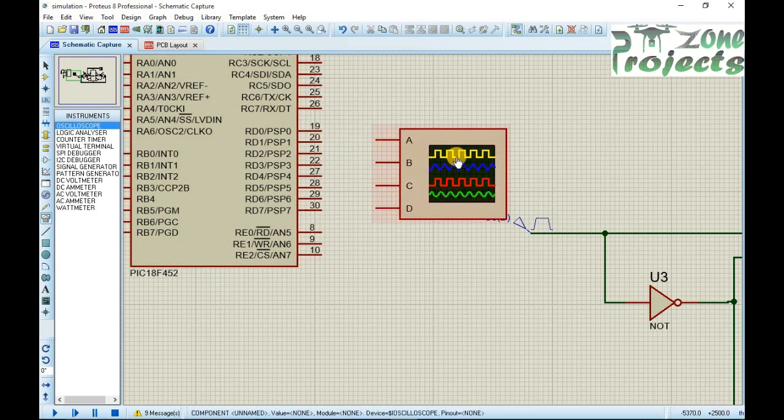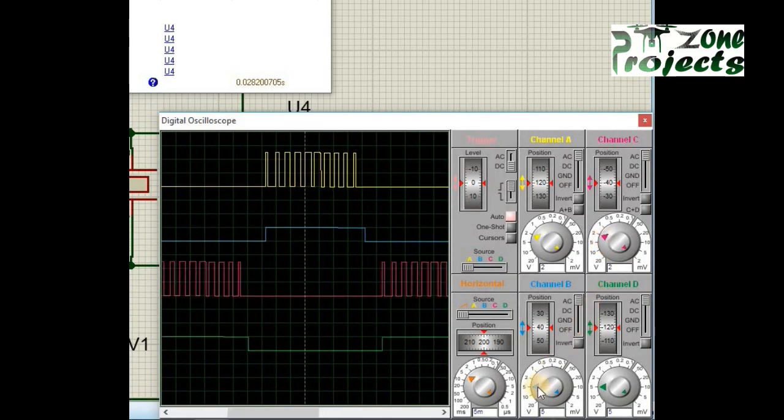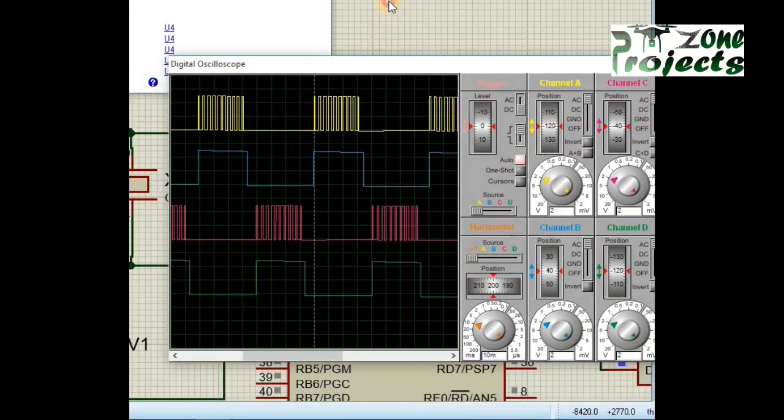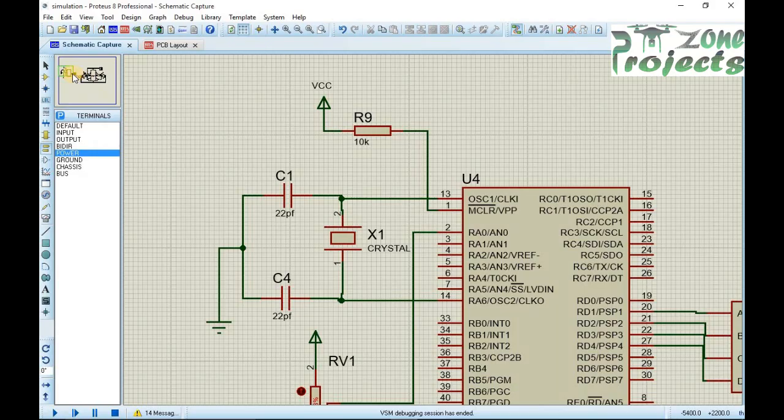Let us check the waveforms of sinusoidal pulse width modulation. Now, by combining the two circuits, we will get the output from the H-bridge.